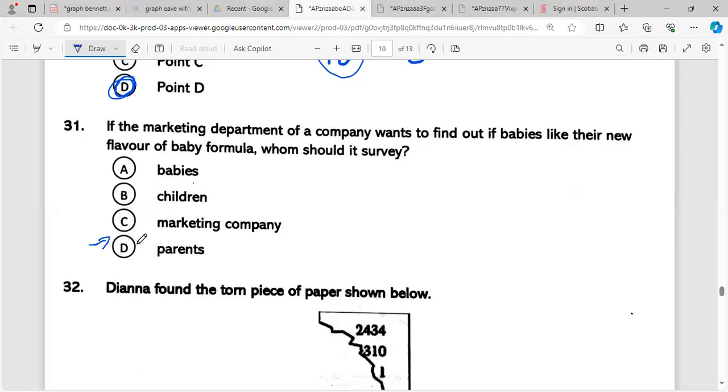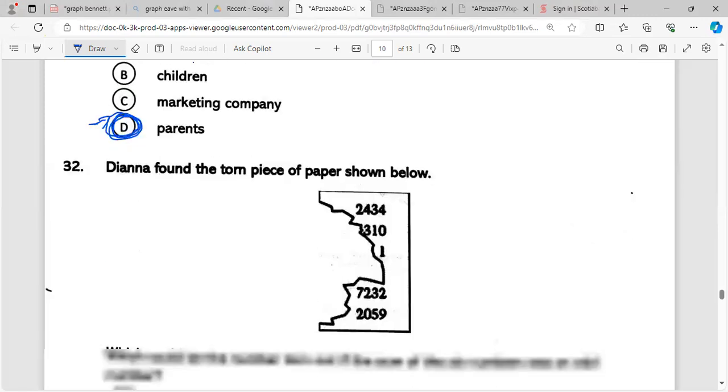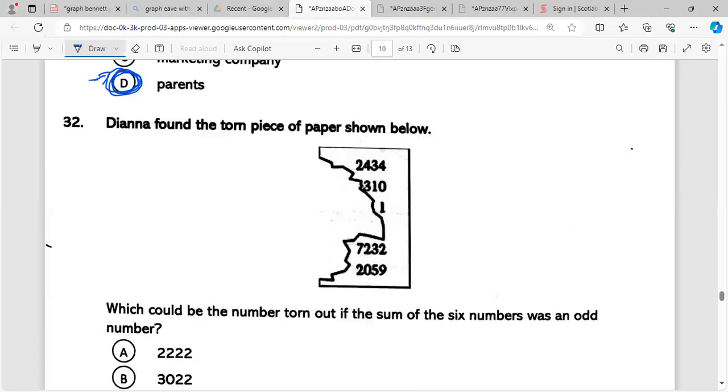So if the parents give the child it and the child doesn't want it, then they would say to the company, well, my child doesn't drink it. She normally drinks 8 ounces, and because of the new formula, she's only drinking 2. And say she just wants breast milk or whatever. But I think the parents would have to give the feedback. So I would say that that one is parents.